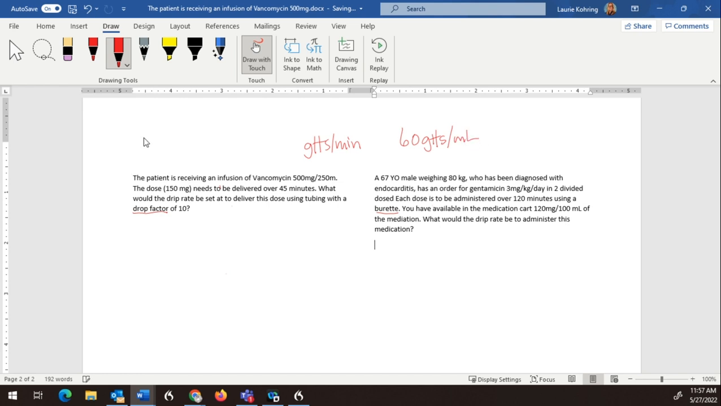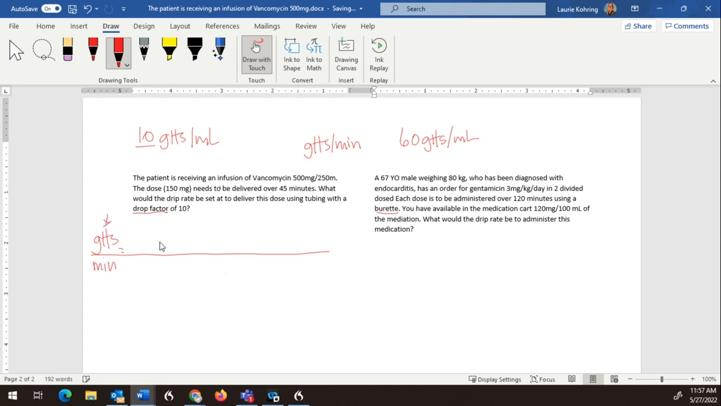And then if you see mention of drop factor with a number tied to it, that number is going to be associated with, again, drops per milliliter. So in this case, it's 10, but you might see 12, 15, 18. It just depends what type of tubing it is. All right, we know we are solving for drops per minute. That's always the first step, is identifying what units you're solving for.